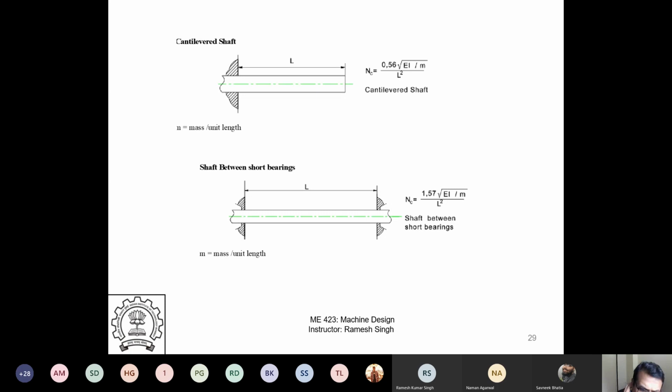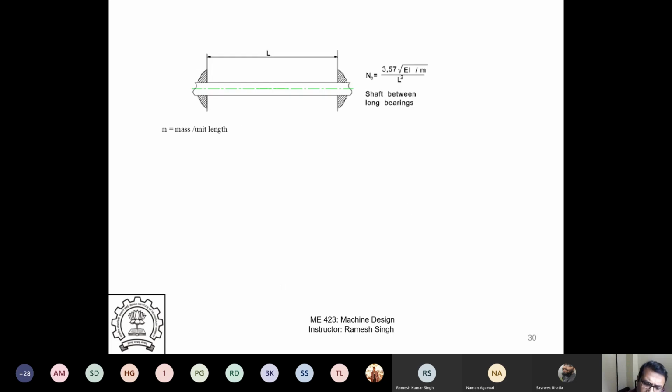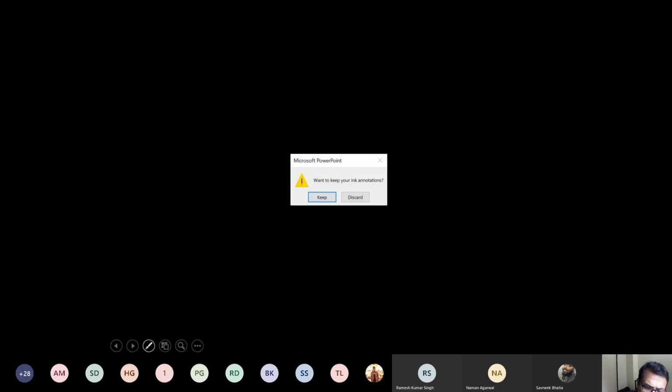Cantilevered shaft, if you see, with self weight, this is what it is. If you know the mass of the shaft, this is what it is. Shaft between bearings, so the shaft has self weight, you will have this kind of natural frequency. Now, why am I telling you all this? So shaft also with loads, right? You know that shaft between long bearings, you would get something like this. That is self weight of the shaft. Actually, this is mass per meter, sorry.